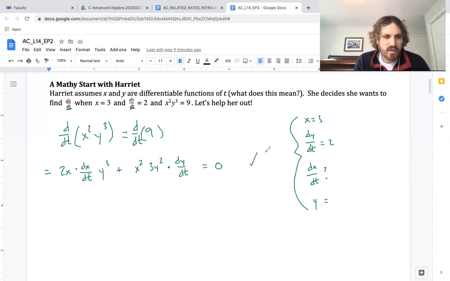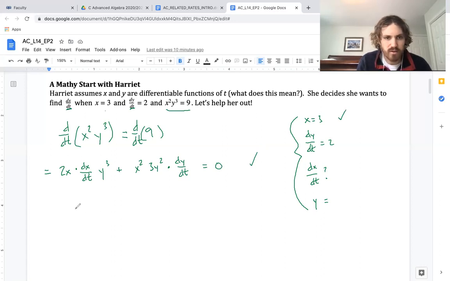So we're looking for dx dt, so we don't need that. We have x and we have dy dt, but in order to solve for dx dt, we also need y. So often you have to go to your original equation and figure out what something is at this point in time. So since we know that x is 3, we should be able to find y.